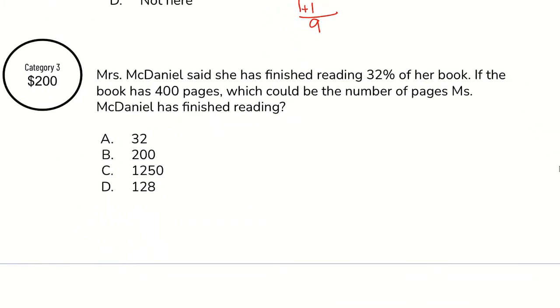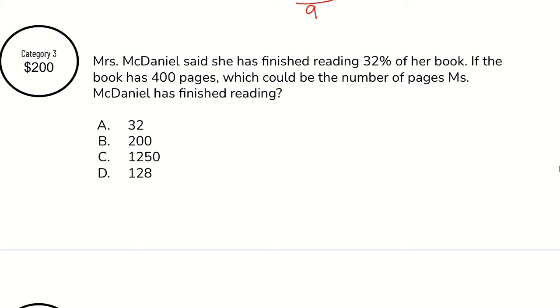Okay. Number next. Miss McDaniel said that she had finished reading 32%. Oh my gosh, what is that? I see a percent. My mind is already going fraction bar equals fraction bar. I'm just going to go ahead and write it, because anytime I see a percent in 6th grade, I'm going to be doing that. If the book has 400 pages, which could be the number of pages Miss McDaniel had finished reading.